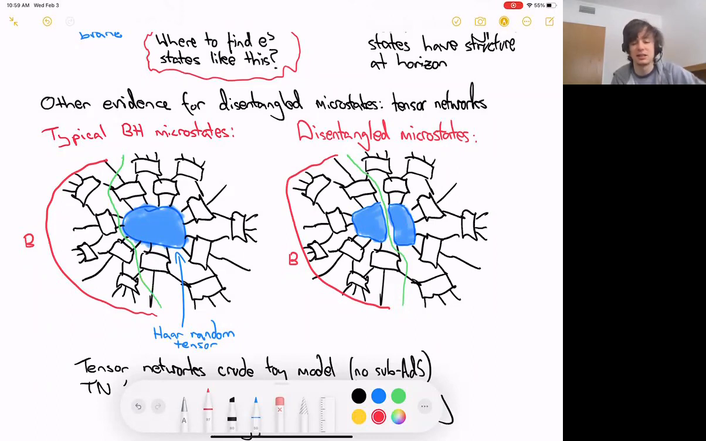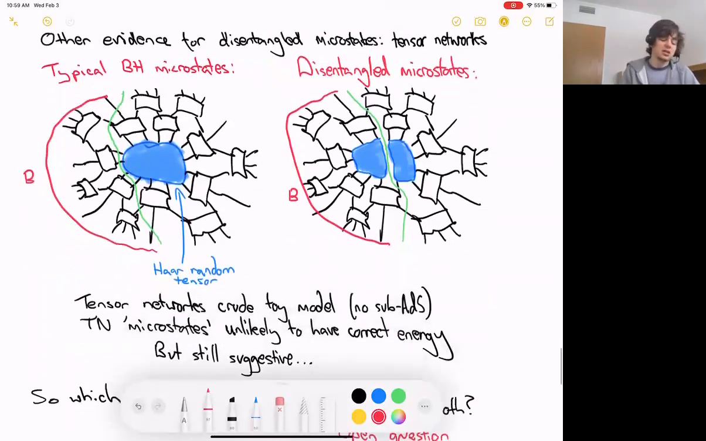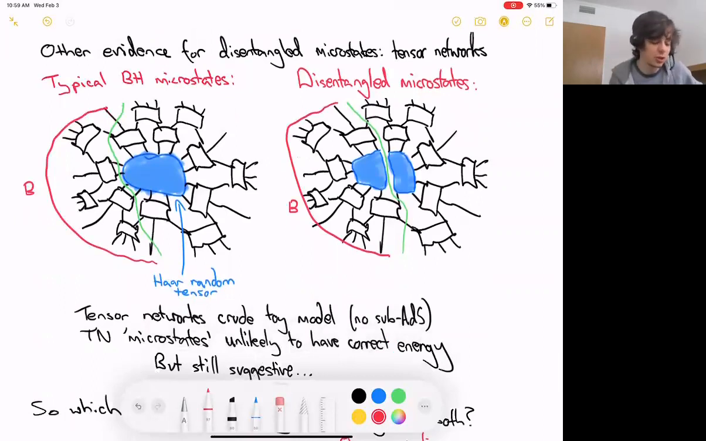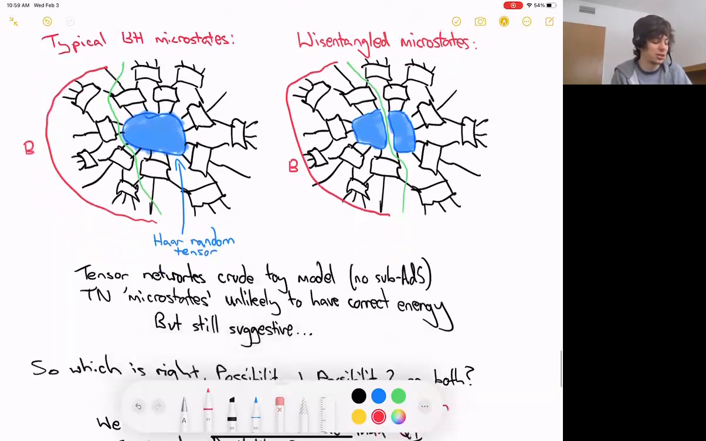The area of this cut is just the A1 of getting as far as the horizon on one side and getting as far as the horizon on the other side. Of course, tensor networks are a very crude toy model. They have no sub-AdS locality. In particular, if you try to make a tensor network description of AdS/CFT states, it's not clear that you can do so and have the right energy to actually be a black hole microstate with the same energy. But it's still suggestive of the intuition that these disentangled microstates should exist.